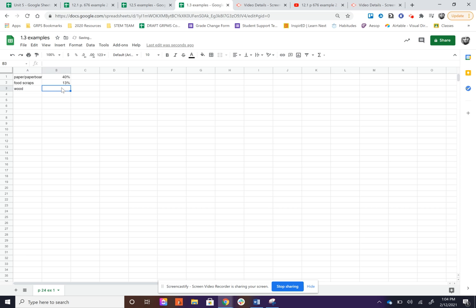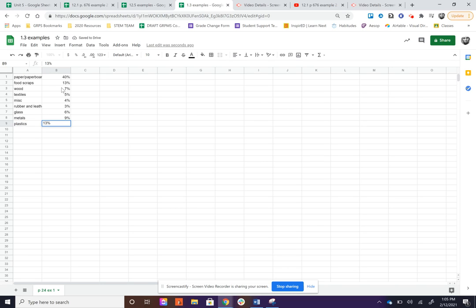Wood is 7%. Textiles, 5%. Miscellaneous, 4%. Rubber and leather is 3%. Glass is 6%. Oops. Metals, 9%. And plastics is 13%.